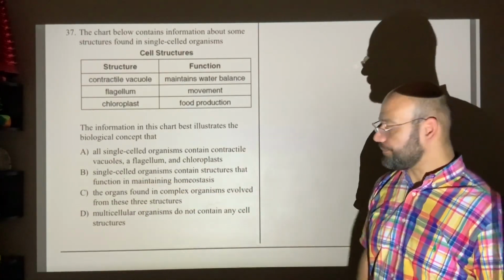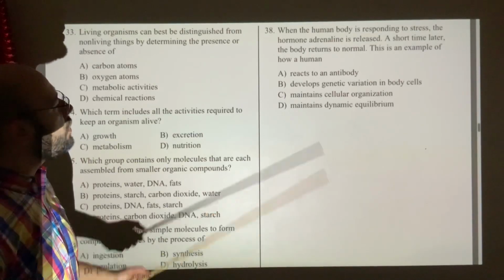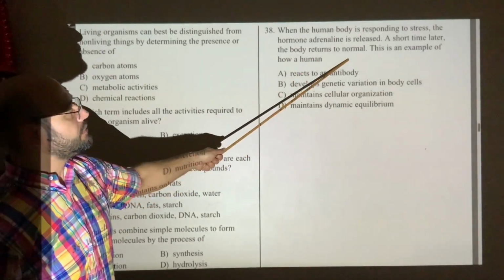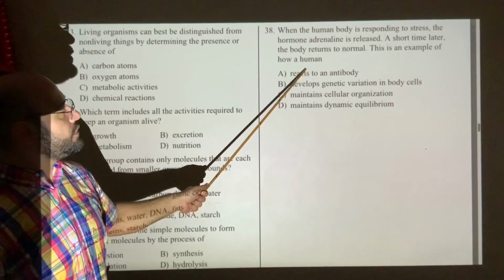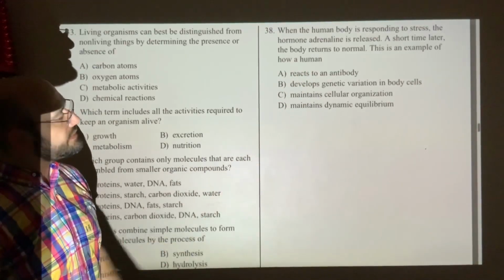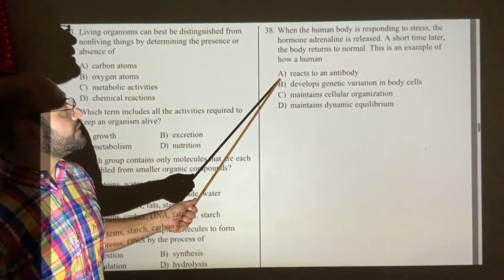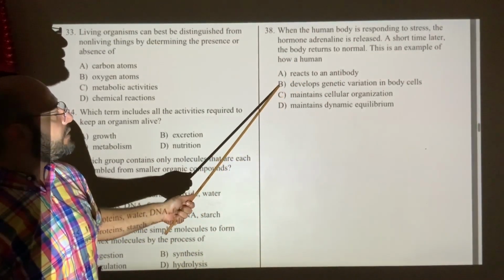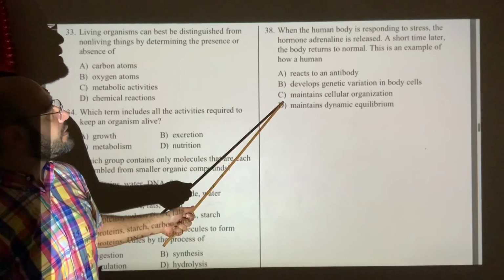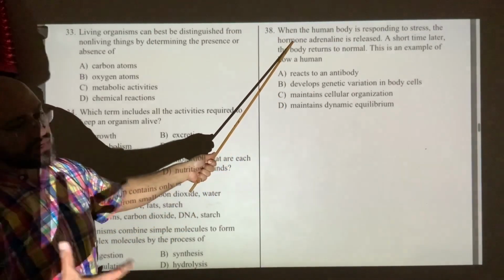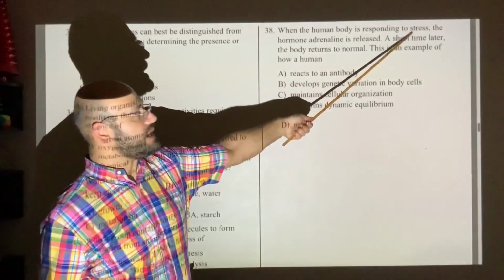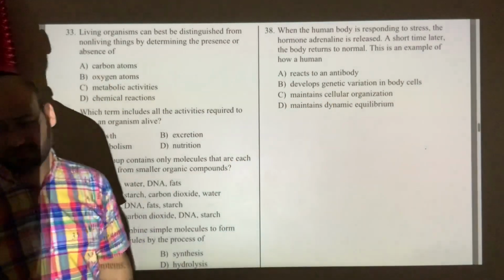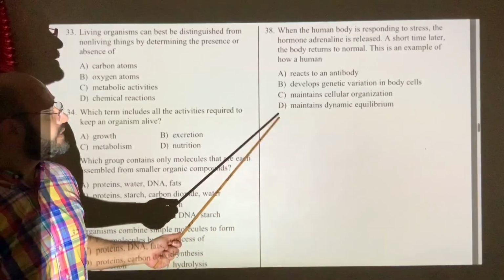When the human body is responding to stress, the hormone adrenaline is released. A short time later, the body returns to normal. This is an example of how a human does what? B is irrelevant. How about A? That's an immune system. It's irrelevant as well. So A and B are incorrect. How about C? When adrenaline is triggered in response to stress, is that an example of how a human maintains cellular organization? Irrelevant.